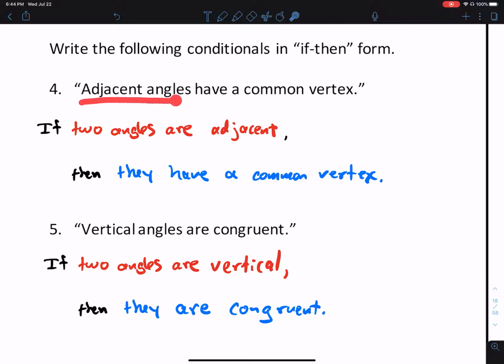So I wrote this first part as if 2 angles are adjacent. Different wording than this, but same concept. Conclusion, then they, what are they? The 2 angles, have a common vertex. So in this problem, this is my P, and this blue part is the Q. P implies Q.